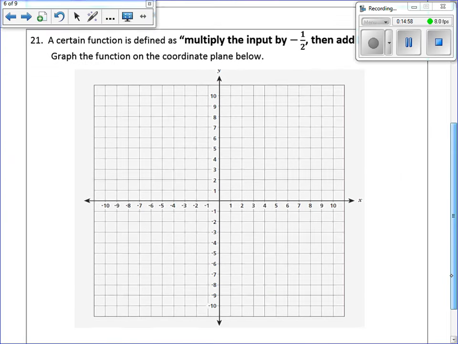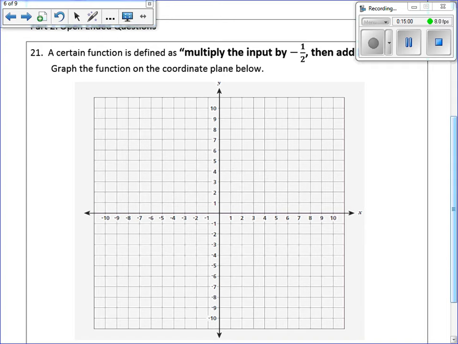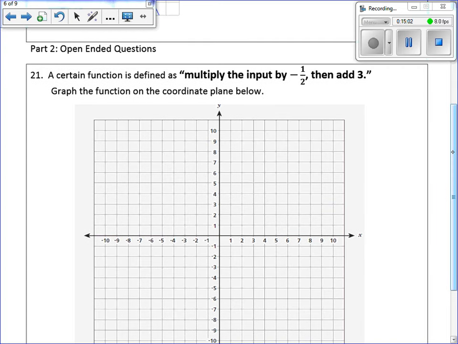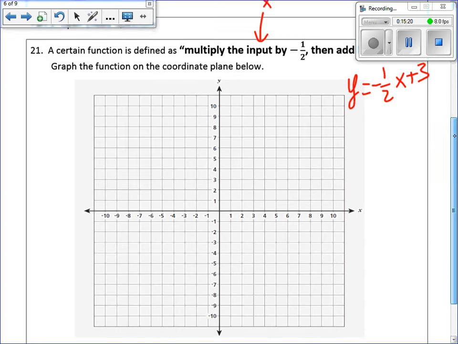Number 21, a certain function is defined as multiply the input by -1/2, then add 3. Input is always x. The output value is always y. You input the number x, you do whatever the equation tells you, and it spits out the answer, the output, y. So this equation is y equals -1/2x plus 3.